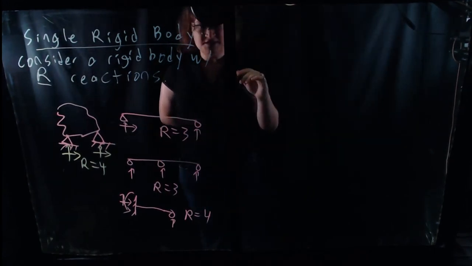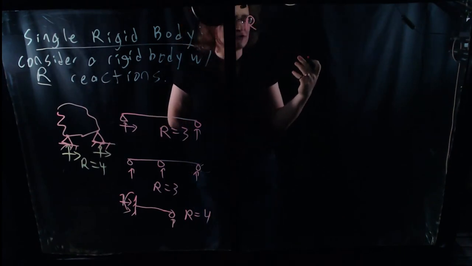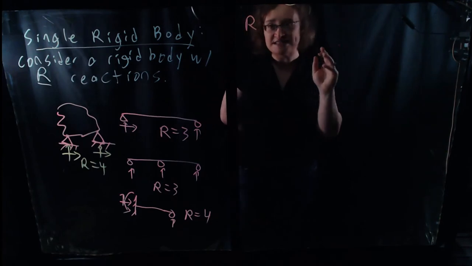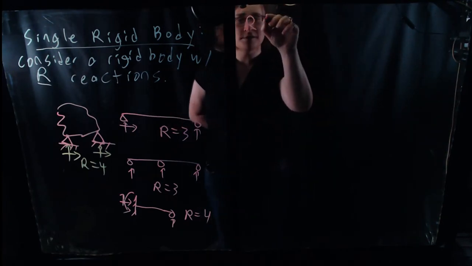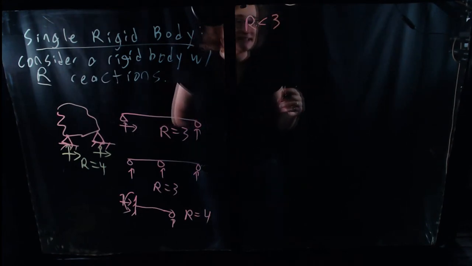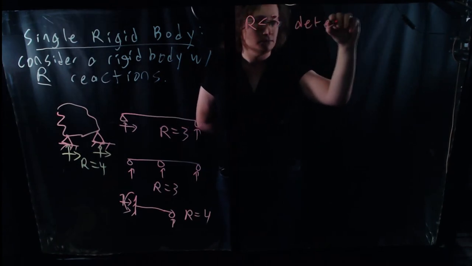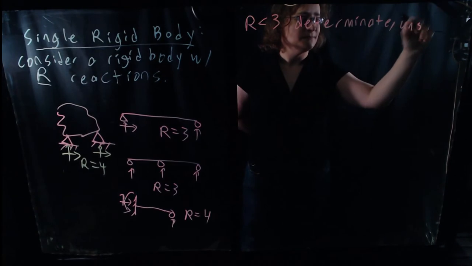So first of all, let's say you have R, and I'm going to work through all these equations using a 2D system. These can also be derived for a three-dimensional system, but we're going to be looking at 2D systems today. So let's say R is less than 3. Here you have a determinate but unstable system.